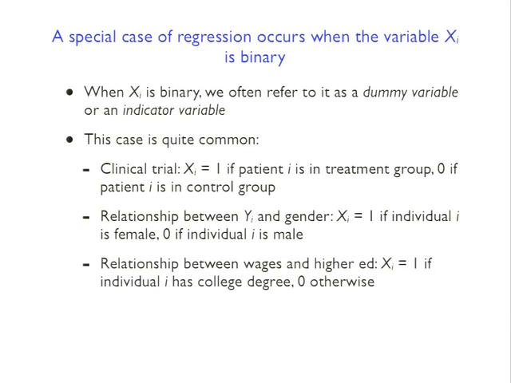So you could look at the relationship between wages, again being y here, and whether or not somebody has a college degree. In that case, you would code x as being equal to 1 if individual i had a college degree and 0 otherwise. So there are lots of different scenarios in which you might be running a regression where the right-hand side variable, the x variable, is just a binary variable and only takes on two values.